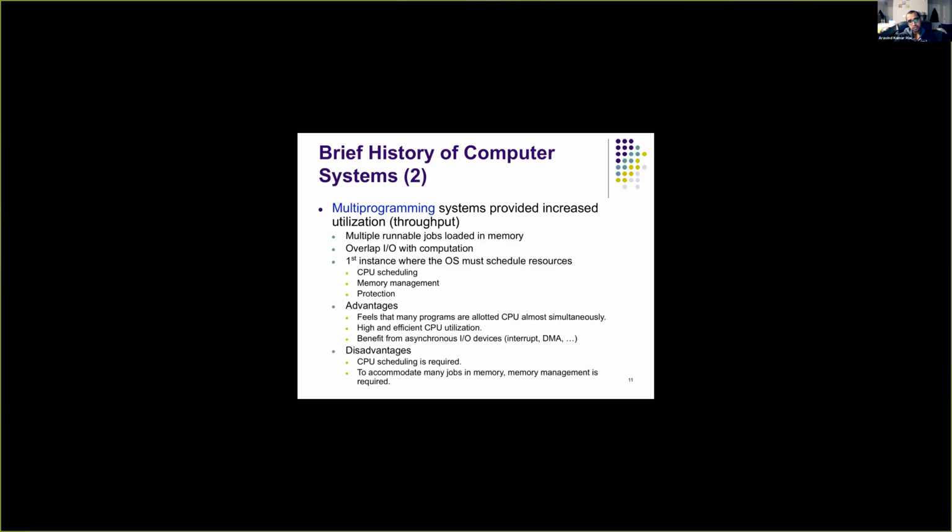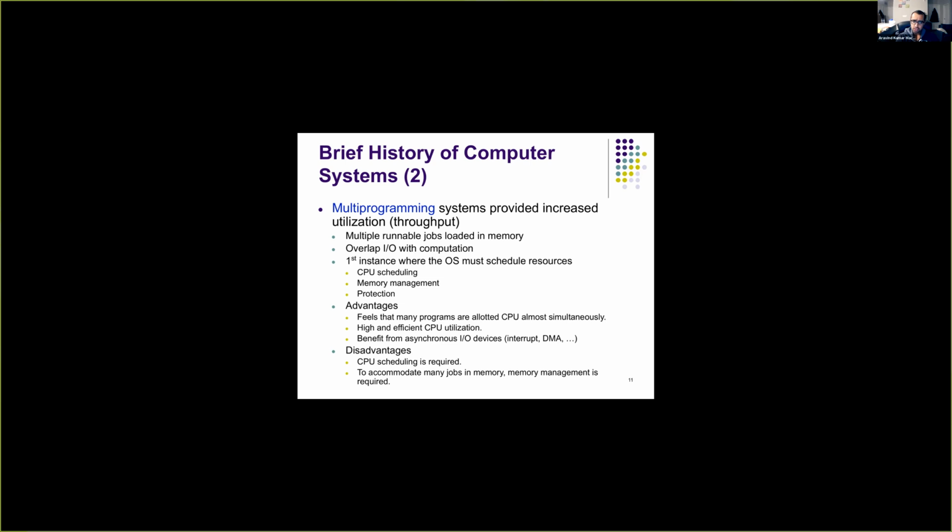The second generation of computers are multi-programming systems. Here, the goal of these systems was efficiency. Previously, we had batch processing systems where there was only one job running at a time, whereas in multi-programming systems, we have multiple jobs loaded into memory, and these jobs are scheduled onto the CPU by the operating system. So the main goal of the operating system here is to schedule the CPU. It needs to make sure the CPU is always running a job, so it needs to switch the CPU between the various jobs that are in memory.